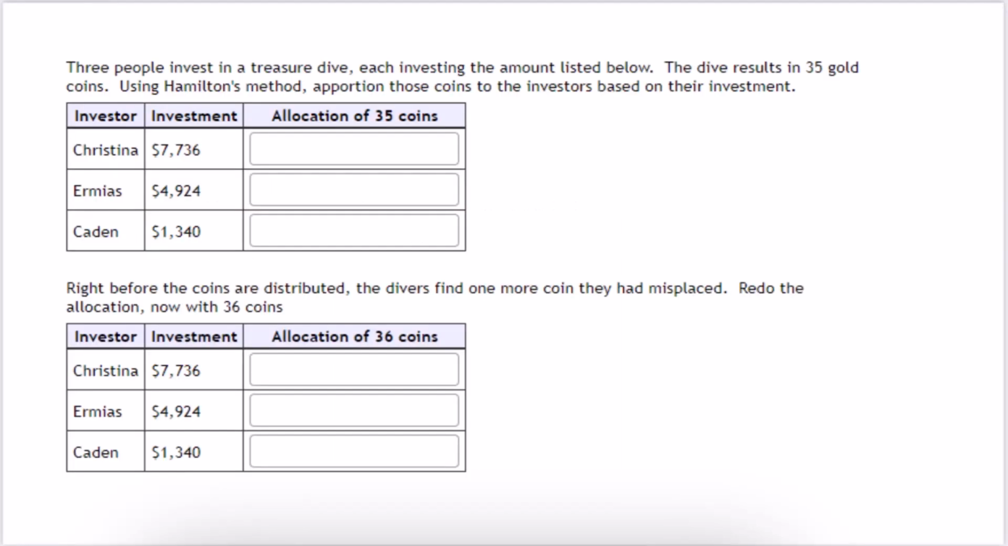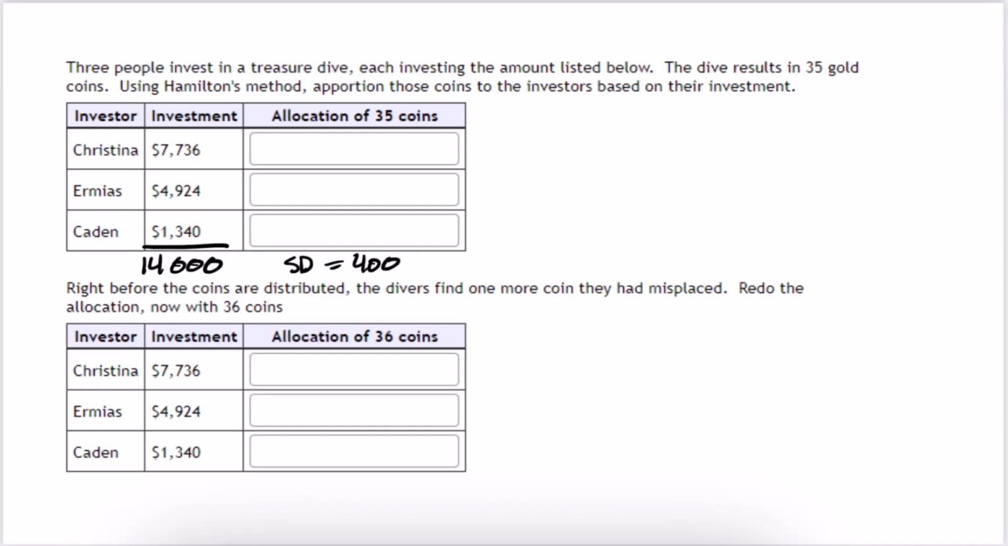So to see a simplified example of why this would happen, let's look at this situation where you have 3 people who are investing in a treasure dive, and they each invest a different amount, and the dive results in 35 gold coins. If we were to use Hamilton's method to distribute these coins to the investors based on their investment amount, we would first start by finding the total investment amount, which when we add up all of those numbers, ends up being $14,000.